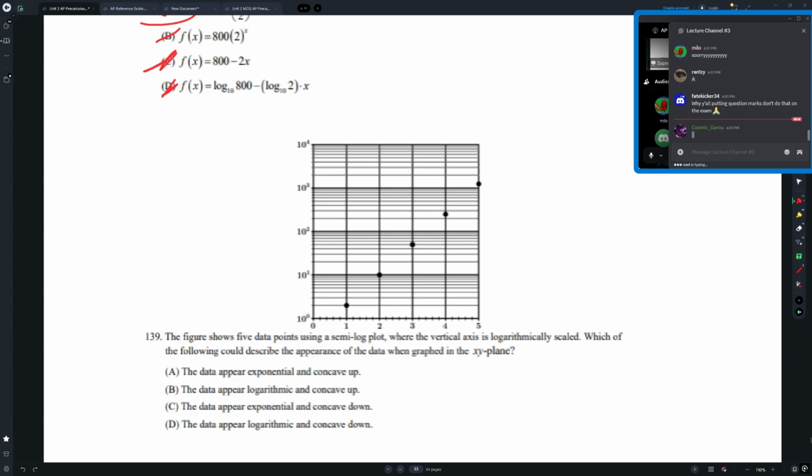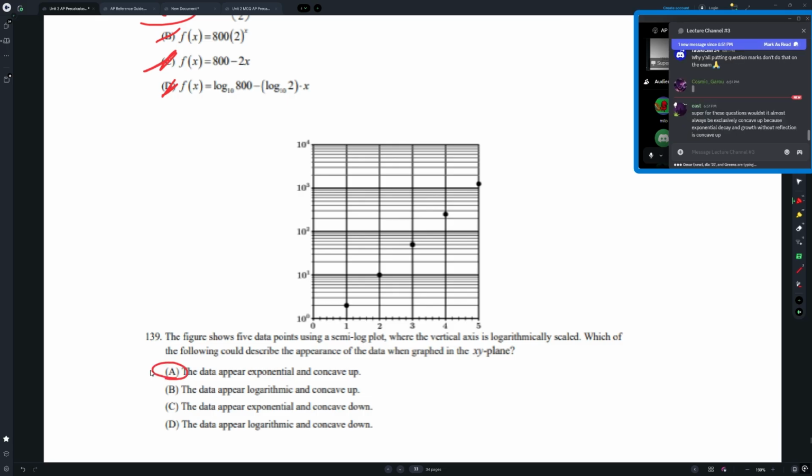The answer for 139 is A. Wouldn't these be exclusively concave up because exponential growth by reflection is concave up? That is true. But remember, you can also have negative 2 of x.